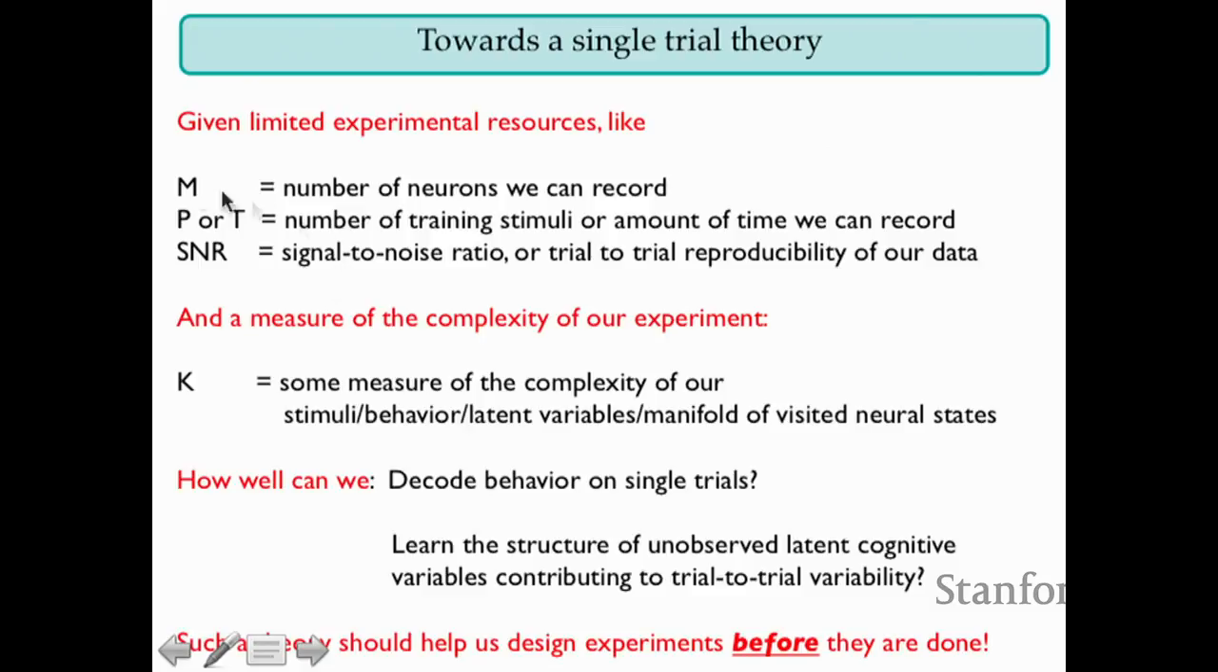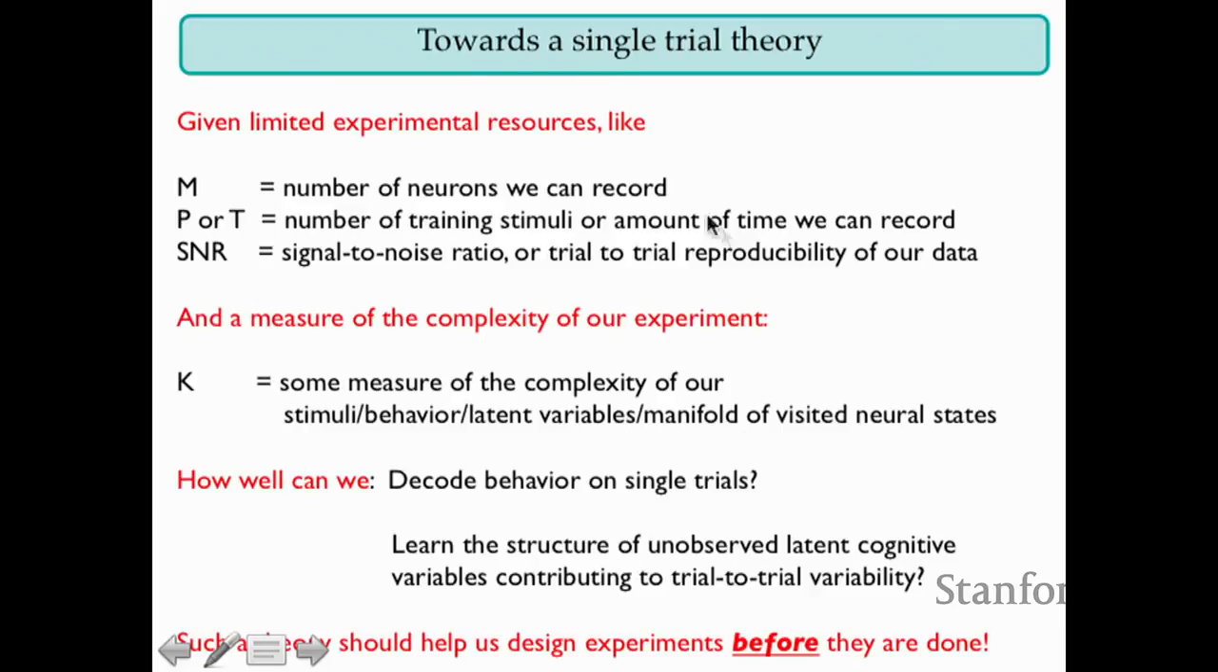And of course, there's always some signal-to-noise ratio or trial-to-trial reproducibility in our data. Even if you show the same visual stimulus to a brain, neural activity patterns will vary from trial to trial. It's a major open question whether this variation is irrelevant noise, or it's just the rest of the brain thinking, and therefore very interesting cognitive variables that are changing from trial to trial.